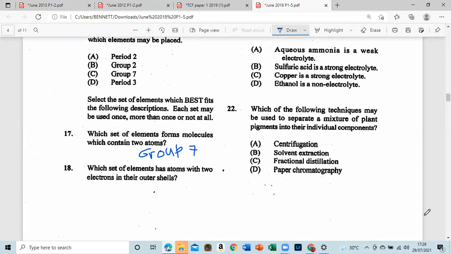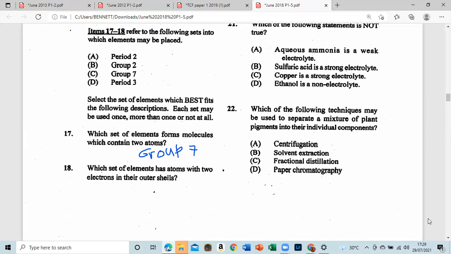All right, number 18, which set of elements has atoms with 2 electrons in their outer shell? Number 18 is group 2. That's how they come up with the whole group thing, right? In the outer shell. So group 2 is that answer. Let's move on to 19.